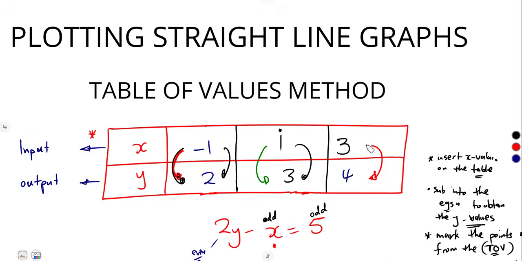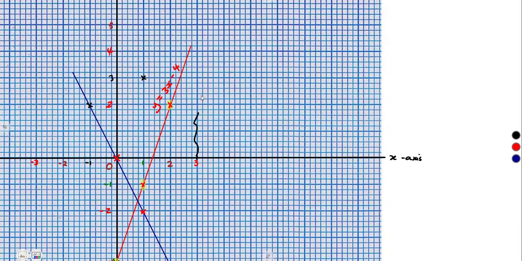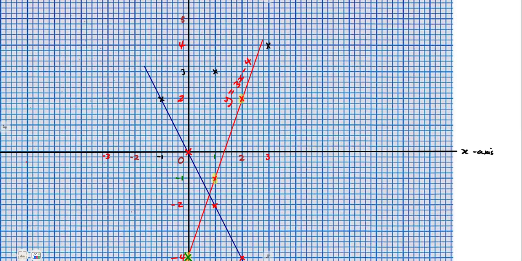And another point, which is the last point, is 3, 4. Where x is 3, y is what? Y is 4. So these two, they meet here. Where they meet, mark a point. That's the point 3, 4. So using these 3 points, this one and this one and this one, you are going to draw a straight line. By joining these points, you're going to produce a straight line.